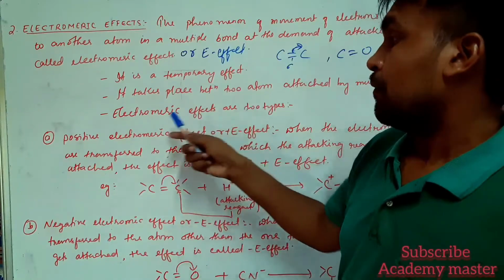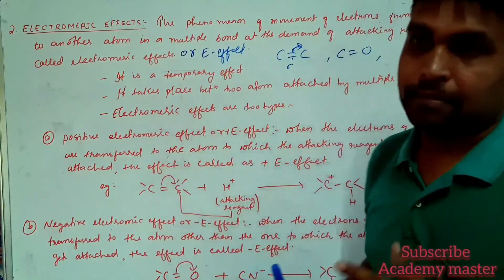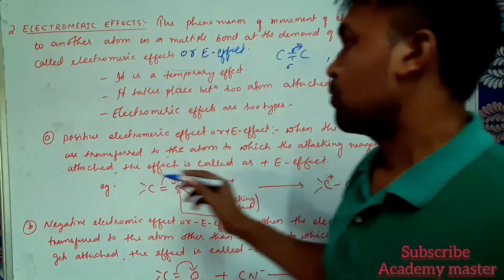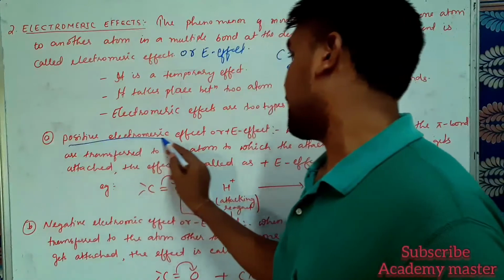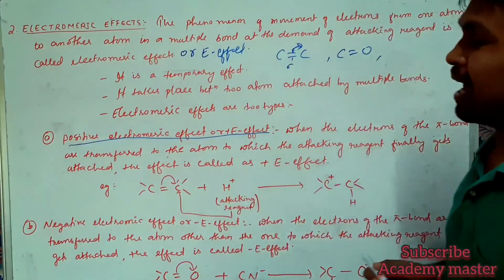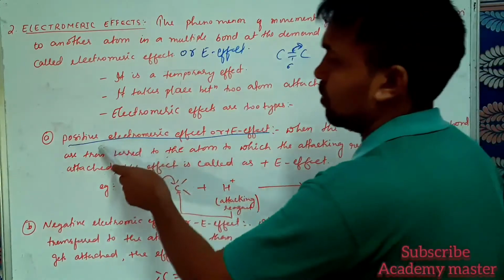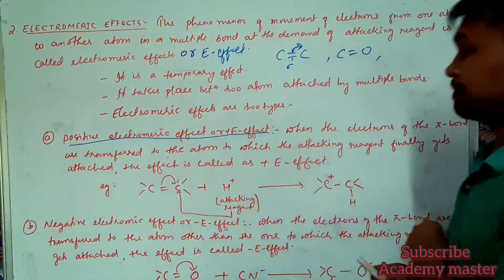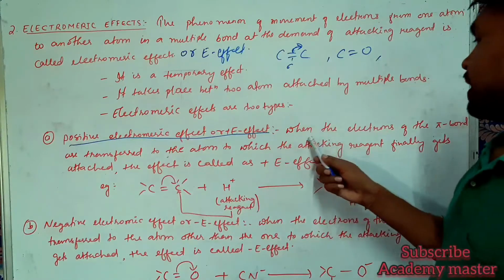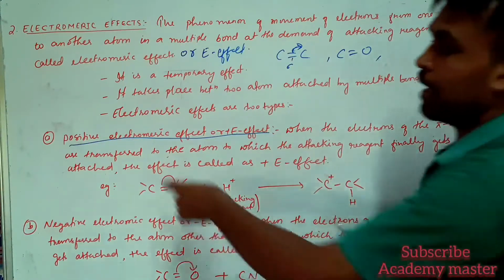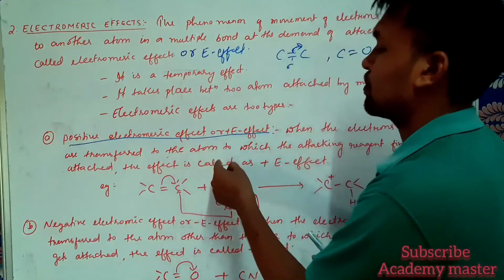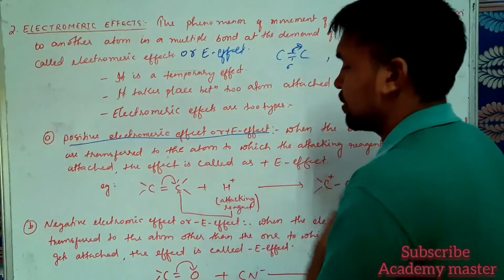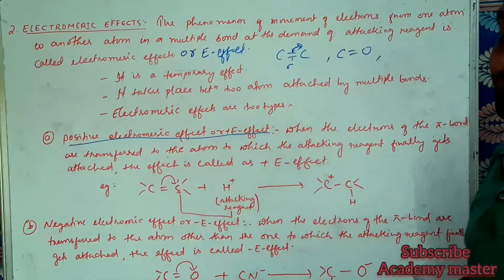Electromeric effects are of two types. One type is the positive electromeric effect, or plus E effect. So what does it mean? When the electrons of the pi bond are transferred to the atom to which the attacking reagent finally gets attached, the effect is called the plus E effect.